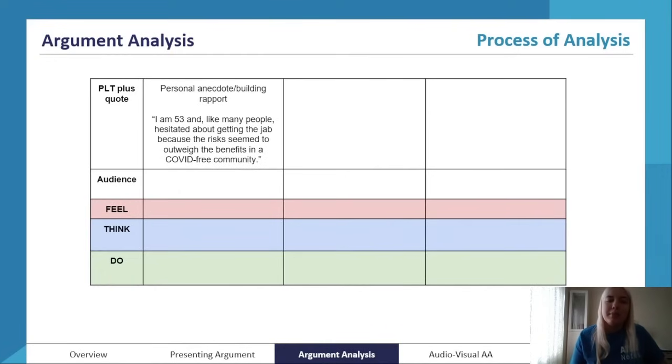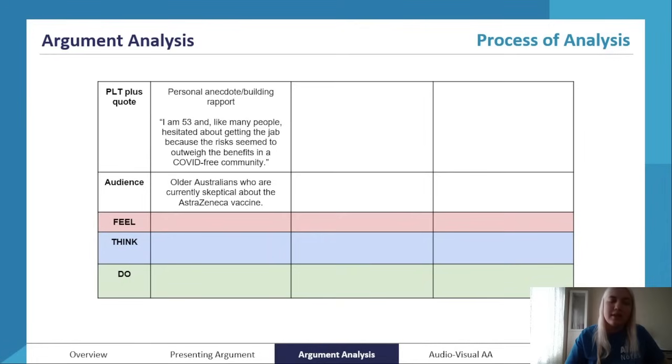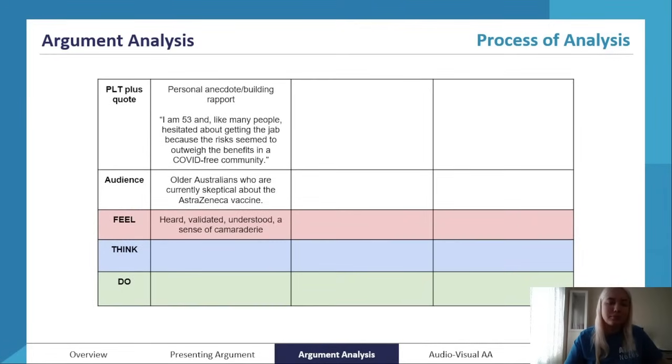I'm 53, like many people, hesitated about getting the jab. The audience for this statement is older Australians who are currently skeptical about getting the AstraZeneca vaccine. How does that make them feel? By creating a personal anecdote and talking about herself and how she fits into the issue, she's allowing the audience to feel more heard, validated, and understood in a sense of companionship. That's what that word means, with the audience that might be in a similar boat.